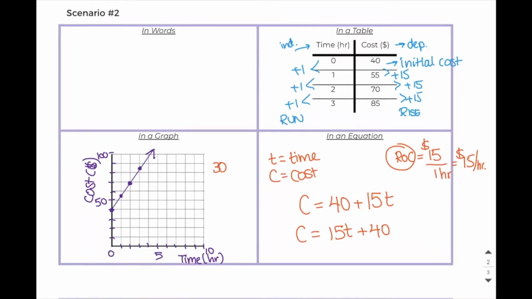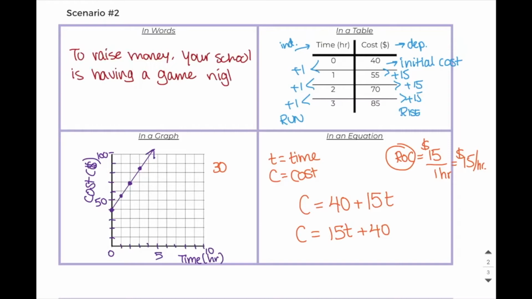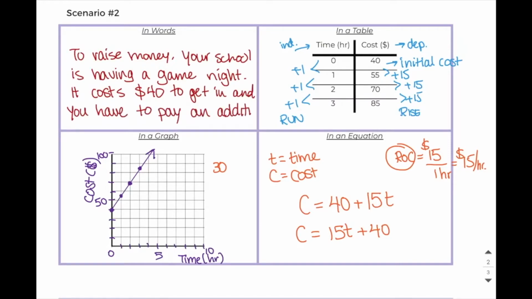So now we want to put this in words, and you can make up any scenario you want. The more creative you are, the better. So for example, right here, we could say, to raise money, your school is having a game night. It costs $40 to get in, so this is important right here, and you have to pay an additional $15 per hour. So just a quick note that this is your rate of change and that this $40 is your initial value. And all of that information.